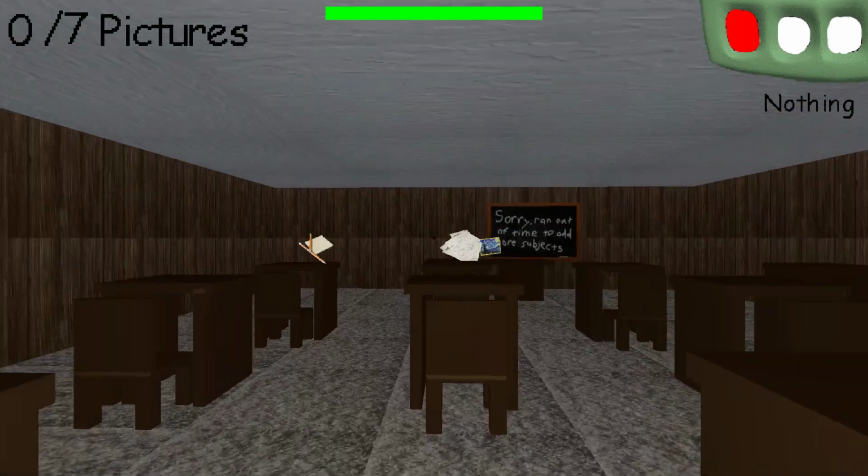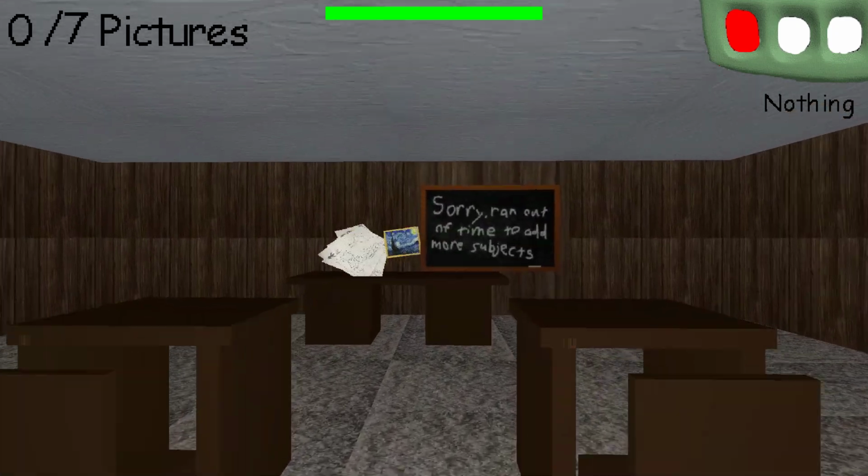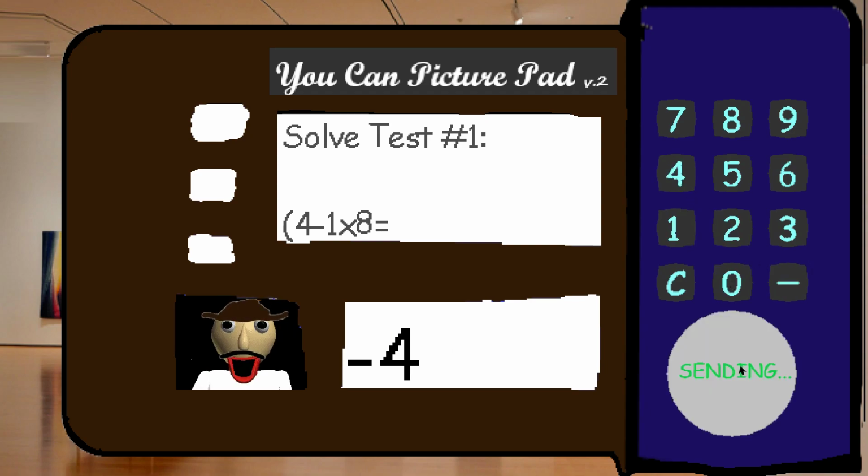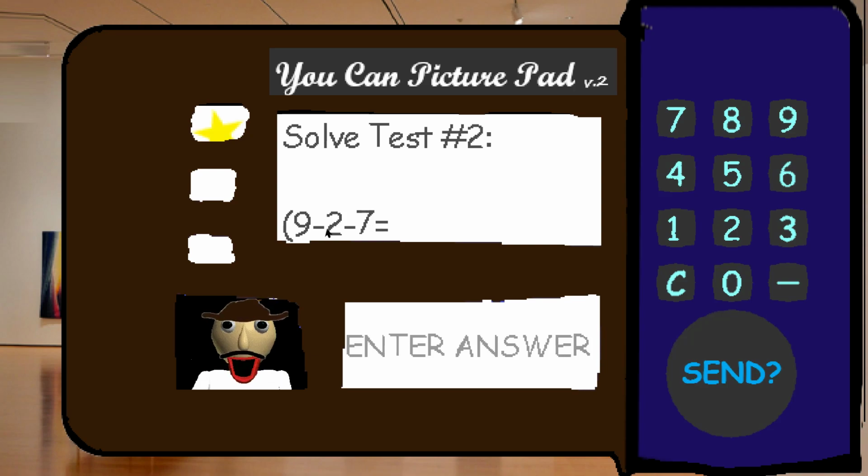Alright, here we go. We got the first one here. We are looking at pictures, not notebooks, at pictures. Okay. Alright, we got 8. 1 times 8 is 8, minus 4. So we got minus 4. Oh, this math is kind of difficult. He has a multiplication added to it also. 9 minus 2 equals 7. 7 minus 7 equals 0. Yes. Oh, a little bit harder.